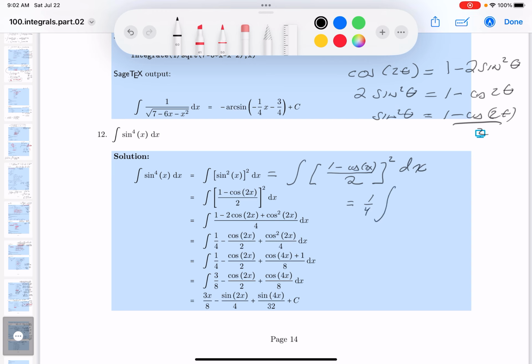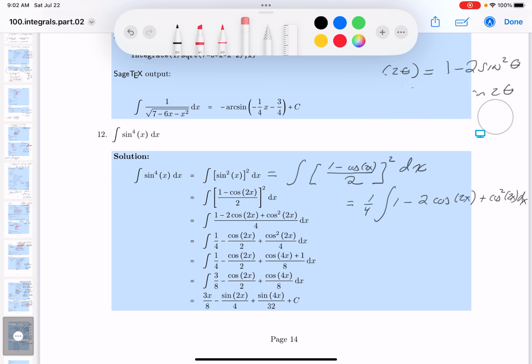And what do you get there? You're going to get 1 minus 2 cosine of 2x plus cosine squared 2x dx. All right? And that's not so bad because the first two terms are easy to integrate. It's the cosine squared I'm having trouble with. So I'm going to get my eraser out. Kind of done with this. I use that. I don't need that again.